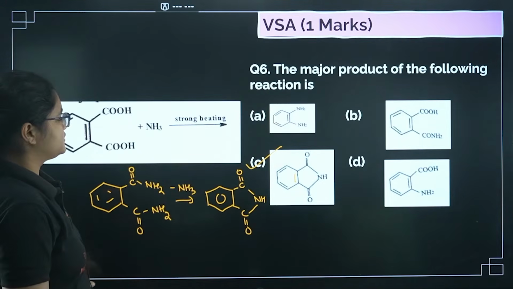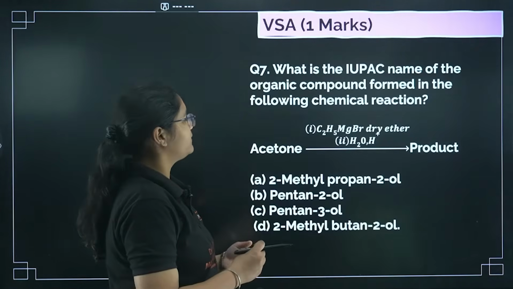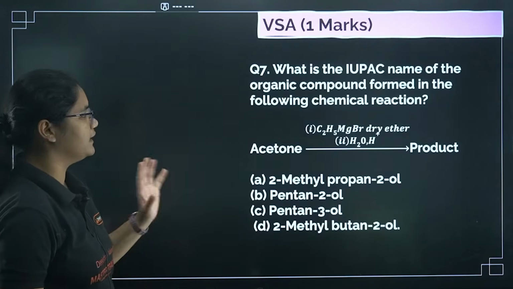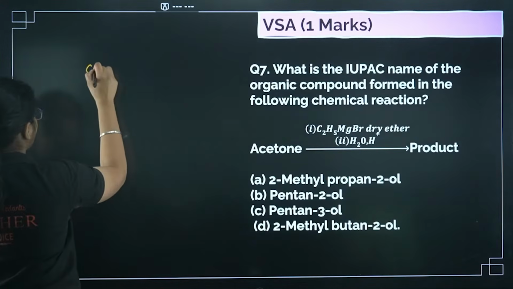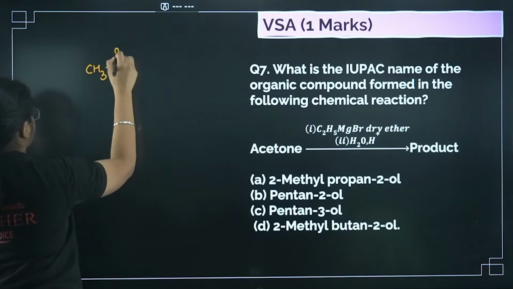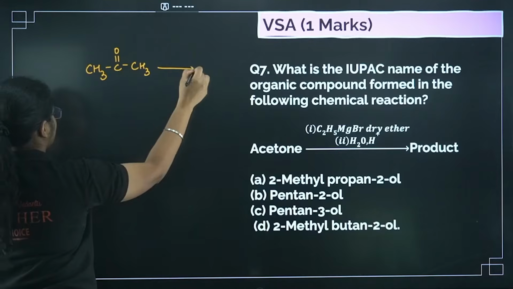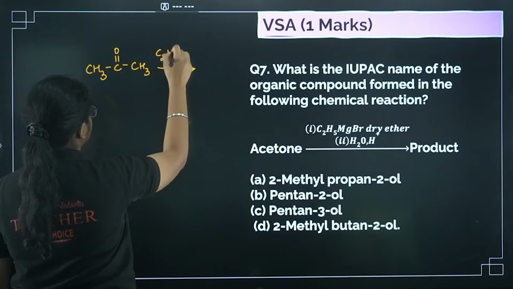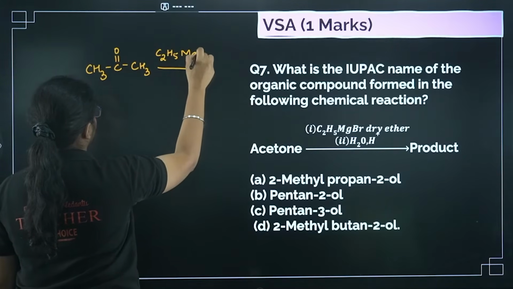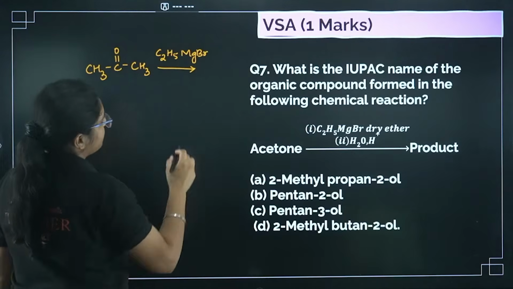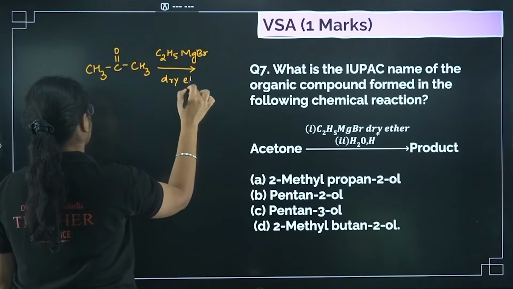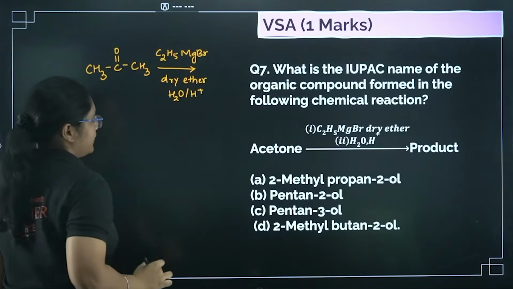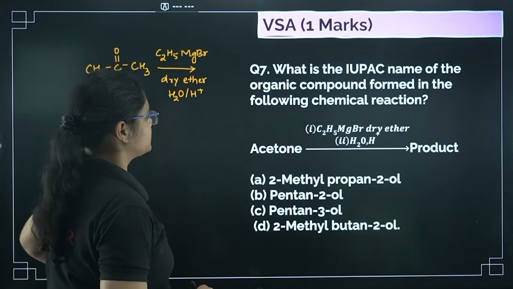Okay, next we'll move to question number 7. What is the IUPAC name of the organic compound formed in the reaction? Okay, you have to find the product's name. So first there is acetone. Okay, I have this reactant, then you are reacting it with C2H5MgBr in dry ether, and you have H2O and H plus, right? This is the reaction that we are having.